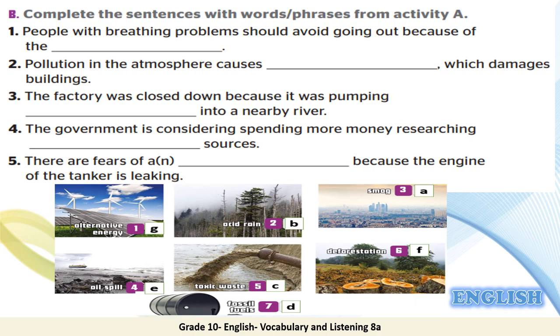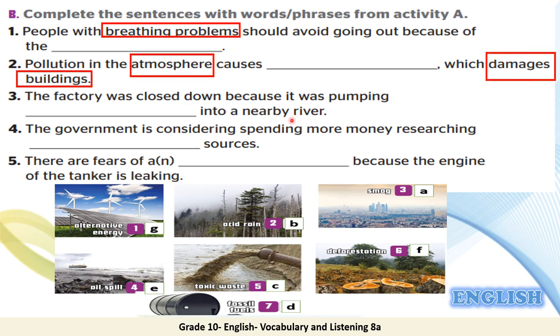Exercise B. Complete the sentences with words or phrases from Activity A. Let's begin. 1. People with breathing problems should avoid going out because of the... Your hint is breathing problems. Which of the following can cause a breathing problem or can be dangerous to people with breathing problem? Number 2. Pollution in the atmosphere causes what? Which damages building. It is something in the atmosphere and it causes harm or damage to the buildings.